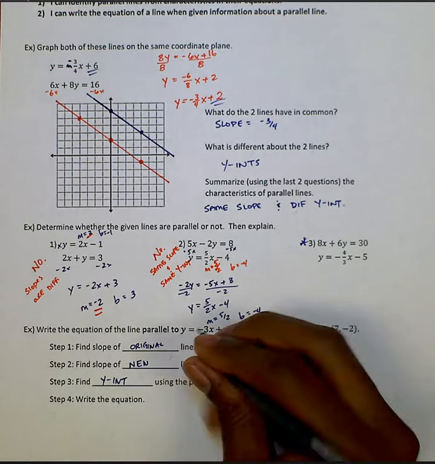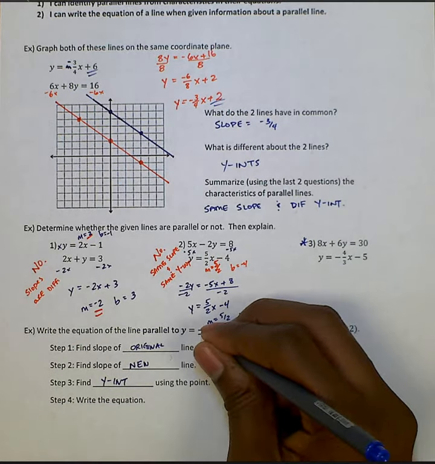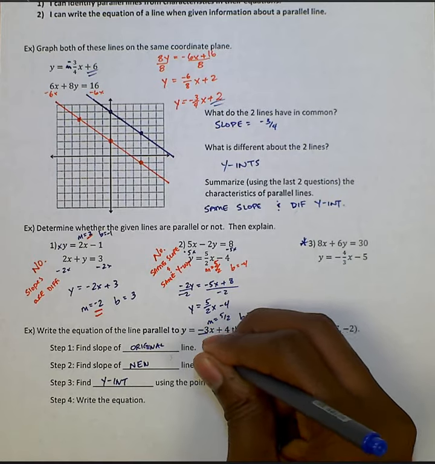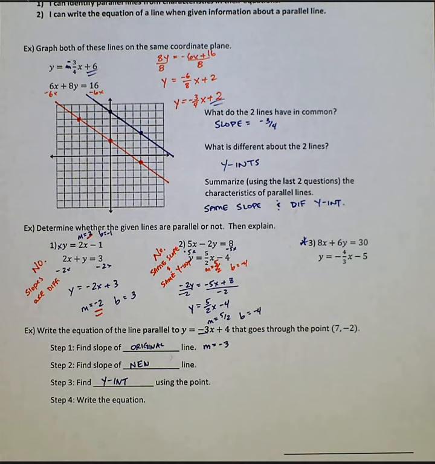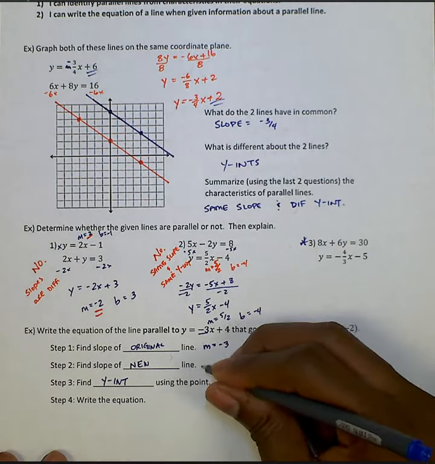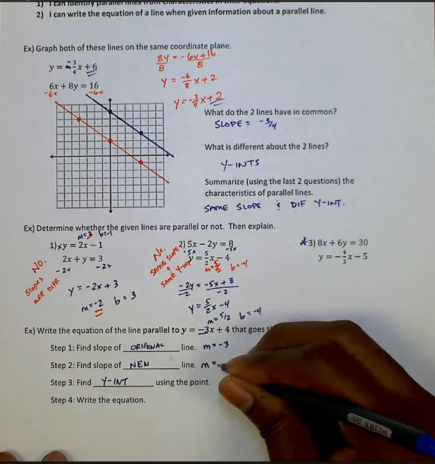In this case, it's pretty simple because our line's in slope-intercept form. We know that our slope is negative 3. The directions tell us to write the equation of the line parallel, okay? And that's the key word here since we know that our lines are parallel. Parallel lines have the same slope. And so, the slope of our new line is going to be negative 3 as well.